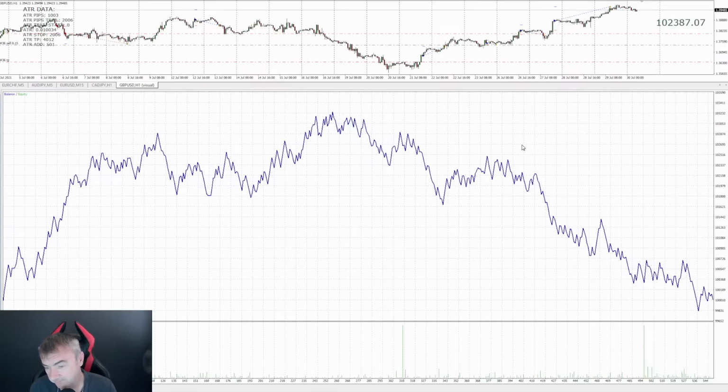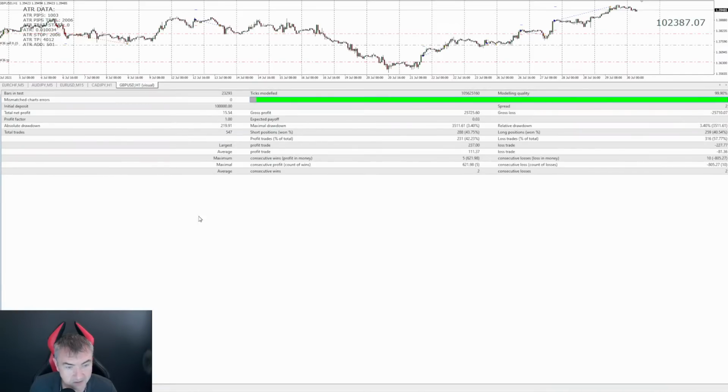Yeah, it broke support, unfortunately. But look at the P&L, right? The test is finished. We made $15.54. It's a profitable strategy. Strike rate is 42%. But the profitable trade is 111, losing trade is 81. So it's got an edge. It's got an edge. It's just the equity curve doesn't work.